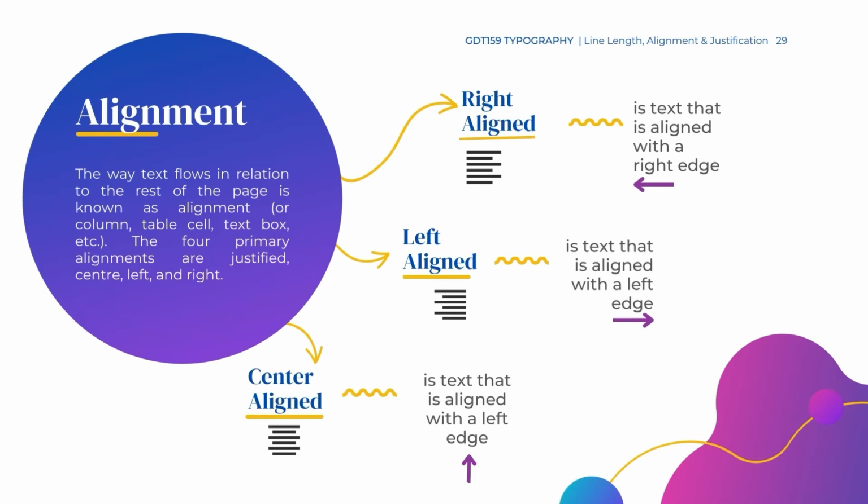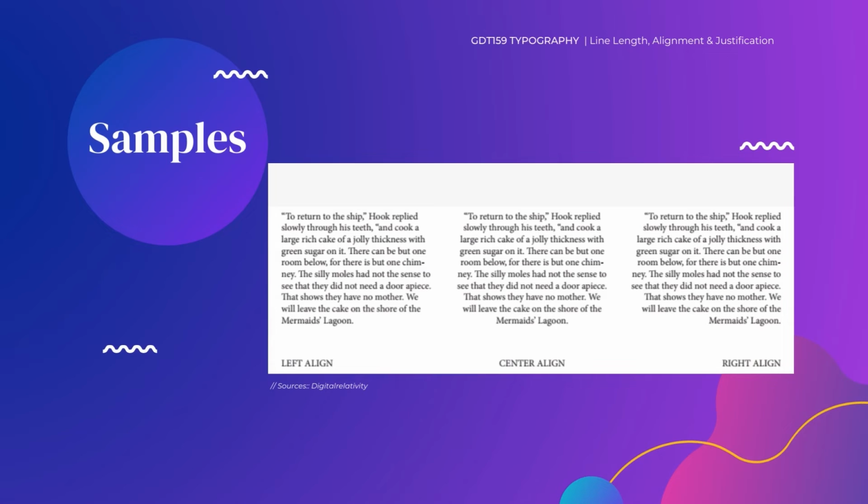Let's have a look at the example on the right side. Right align is text that aligns with the right edge. Left align is aligned with the left edge of text. Center align is text that aligns with the center. Here are the samples of alignment. You can see the differences between the left, center, and right.